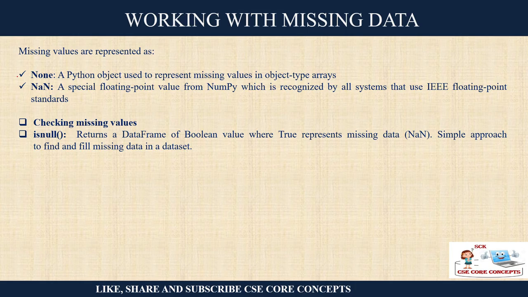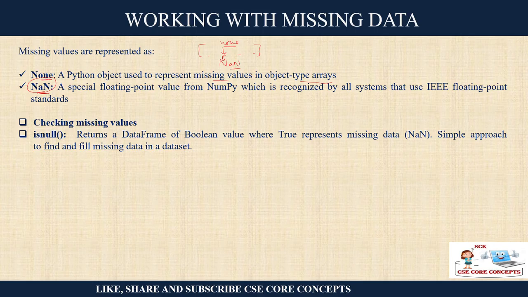Now here, missing values are represented as either None or NaN, two ways. None is used to represent missing values in an object type array. So when you have an array and one value is not there, you can write None, not a problem. Another is NaN. NaN is a special floating point value. If you know it has to be a number but you do not know what the number is, you will use NaN. NaN is recognized by the IEEE floating point standards.